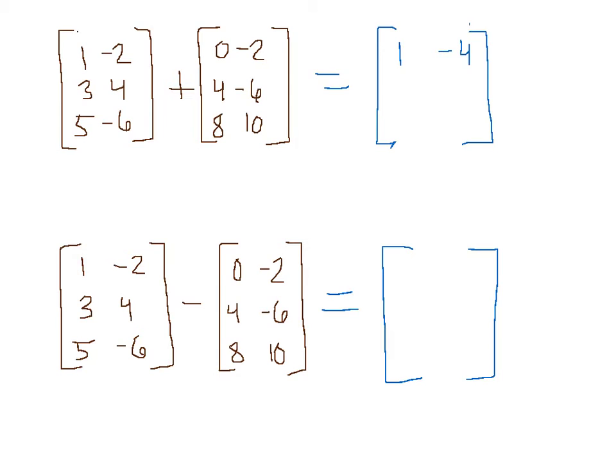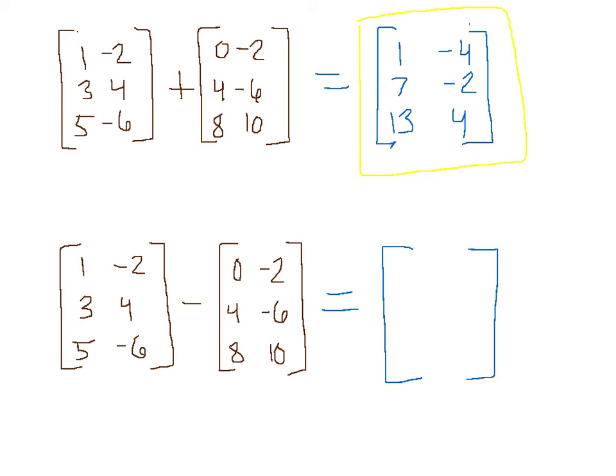3 plus 4 is 7. 4 plus negative 6, that's the same thing as 4 minus 6, that gives me negative 2. 5 plus 8 is 13. And negative 6 plus 10 is 4. So that ends up being our final answer when we add the two matrices together.